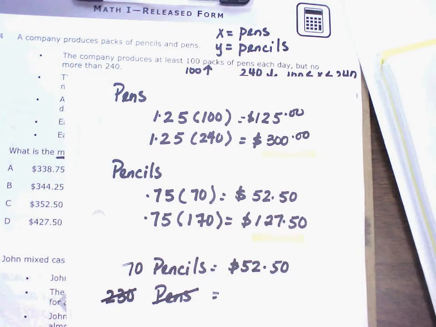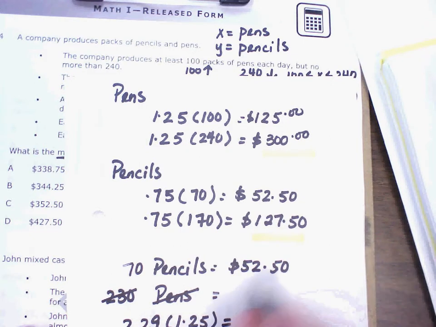But now, if you did it with the 230, it's okay because you would have gotten a number really close to the correct answer, okay? So it's okay. It's not going to be a big deal. So 229, and then that is times what? 1.25. And how much money would that give me? 286.25. So now I'm getting ready to add these two to see if my number is there.